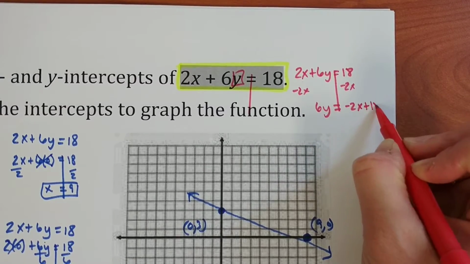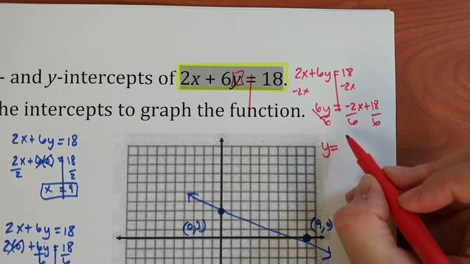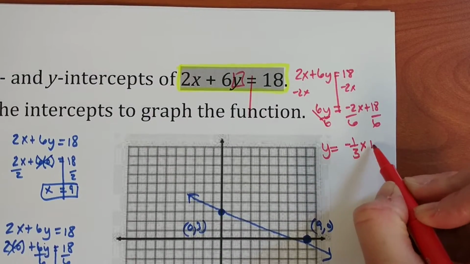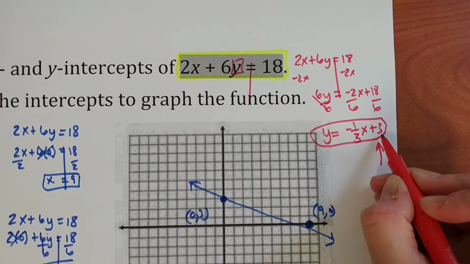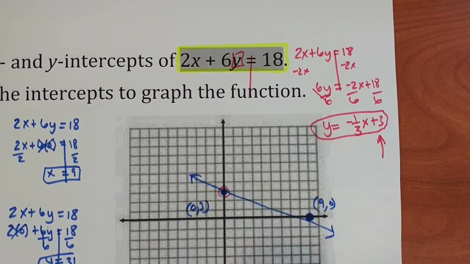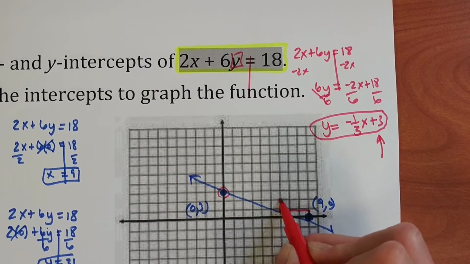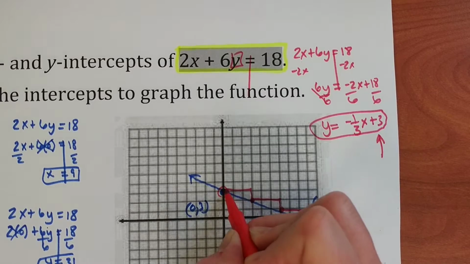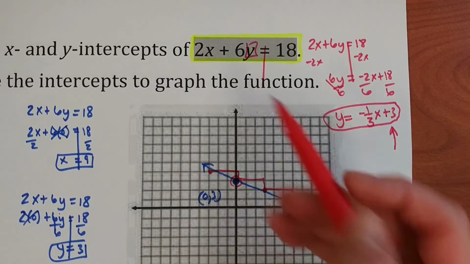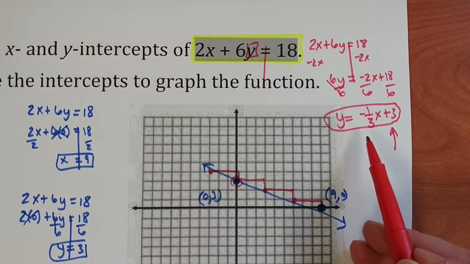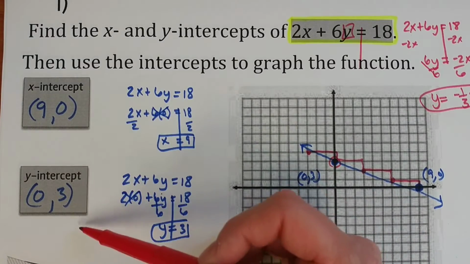Negative 2x plus 18. I get y equals, this simplifies to negative 1/3 x plus 3. That would be the equation of the line. Now notice the y-intercept is supposed to be positive 3, and it is. The slope is negative 1/3. So up 1, left 3, up 1, left 3, and so on. Do you see that? That is the slope of the line. So I could rewrite this as y equals mx plus b and graph it, but it's much quicker and more practical just to find the intercepts.